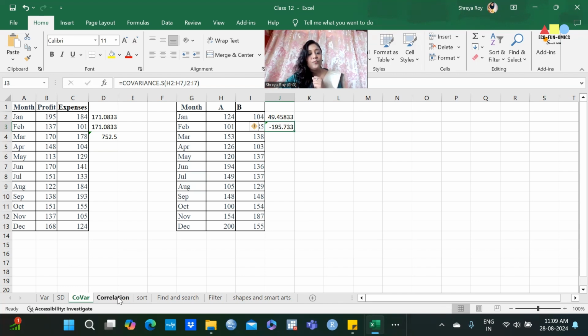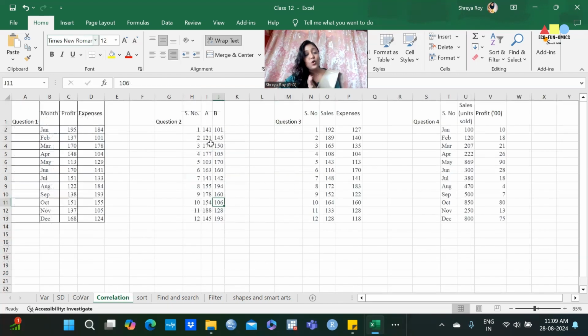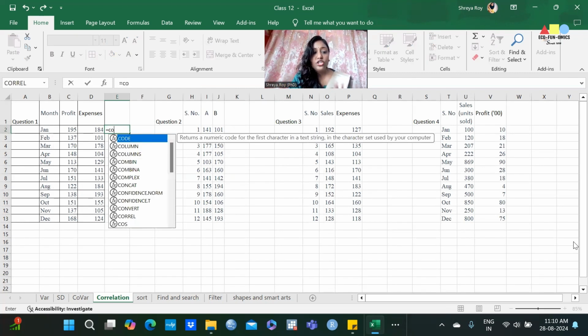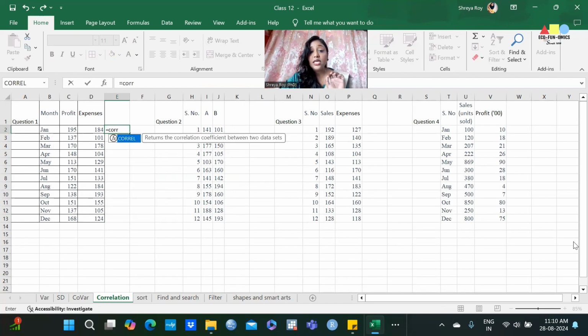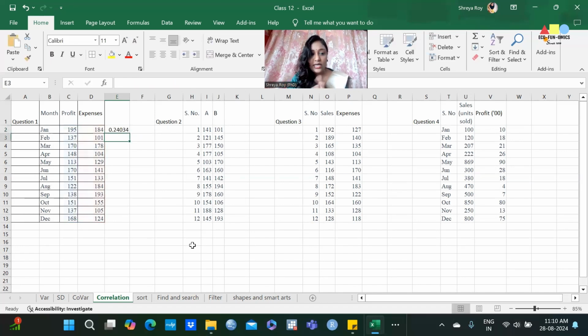Now let's look into correlation. Is equal to CORREL, open bracket, select the entire data range for the first variable, comma, select the entire data range for the second variable, close bracket, enter.